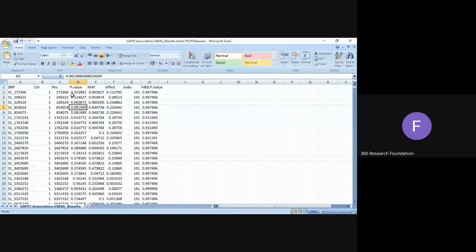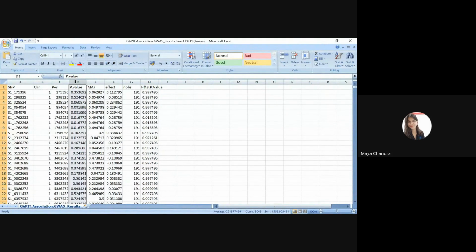So what is the meaning of probability? Probability is the chance of any event occurring. Here we need to find the significant markers firstly on the basis of probability value. The lower the probability value, the more the association of that particular SNP with that particular trait.